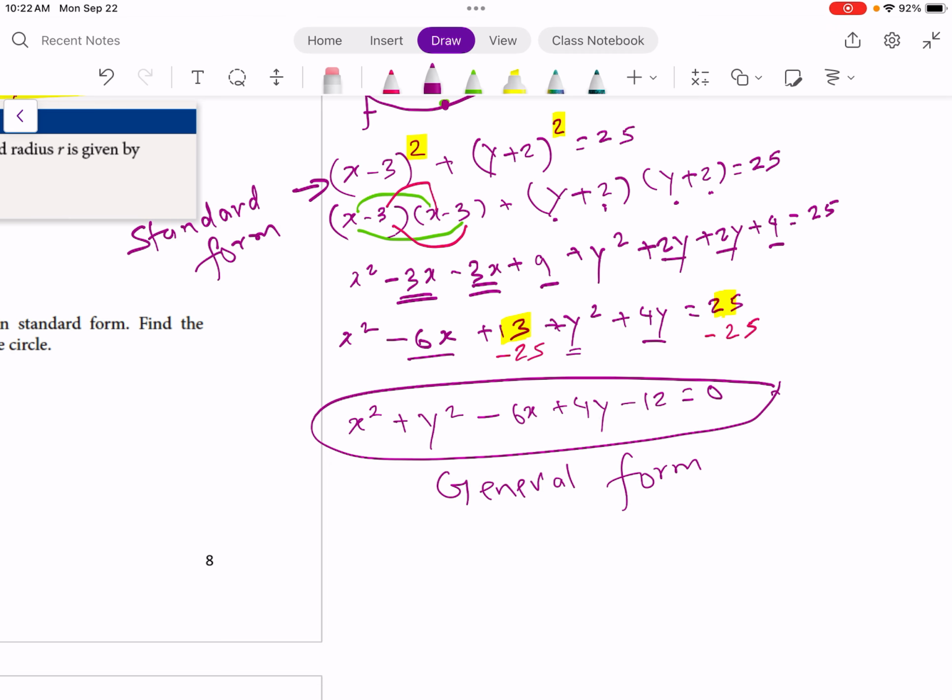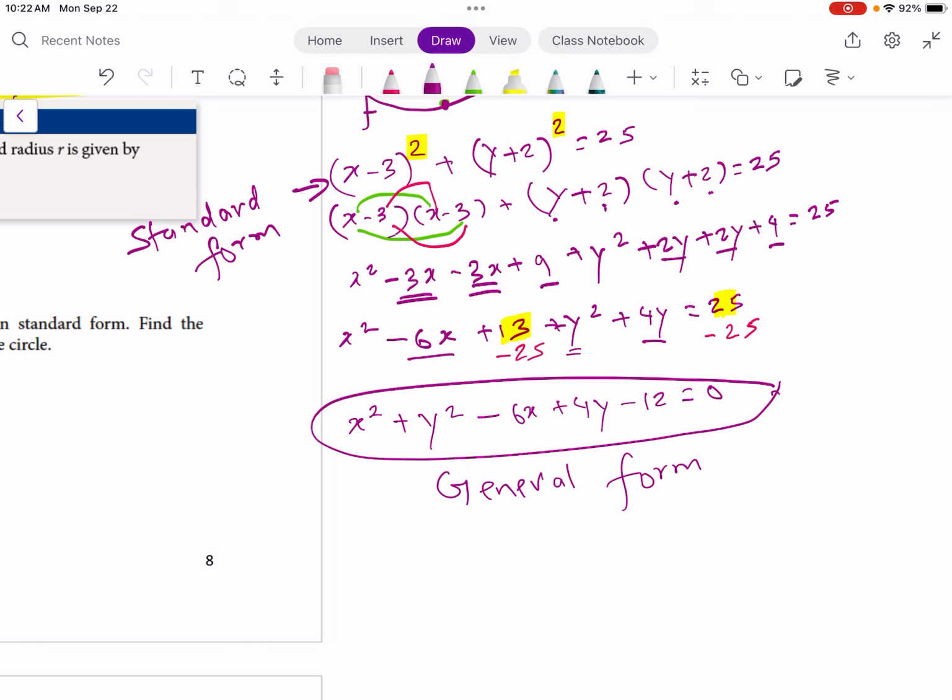But both of these equations are exactly the same. If we graph both of these equations, we get exactly the same graph. Both of them have exactly the same center and the same radius. The only difference is that the form is different.